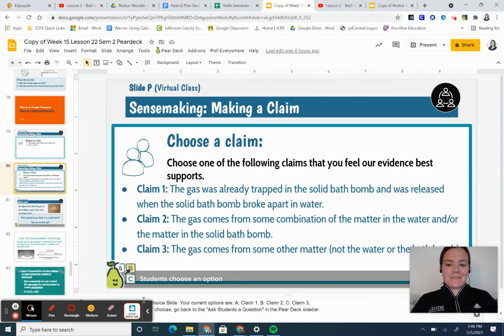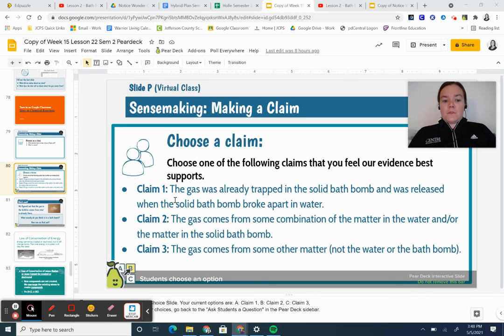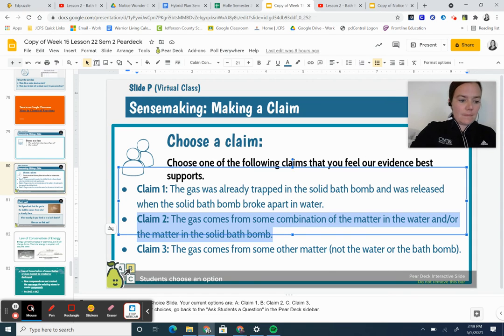So let's see, which of these claims do you think best describes where our gas is coming from? Claim 3 is definitely not right because it did not come from some other matter. Our mass did not increase as the reaction occurred, so it could not have been coming from somewhere else. It had to be something that was already there. Claim 1 seems right at first, but this is describing more of a physical change, that the gas was already created and it was just released. That's not what we saw happen. We saw a combination or rearrangement of matter, in the form of a chemical reaction. So our correct claim would be claim 2.